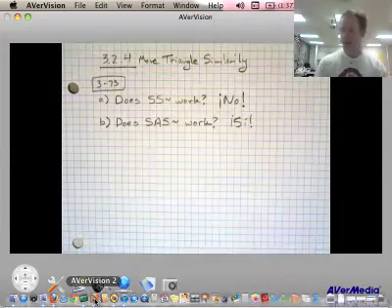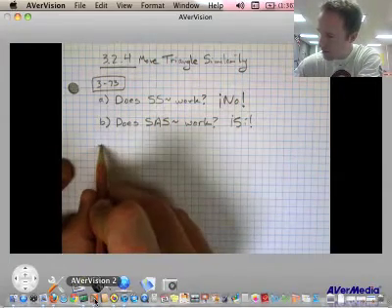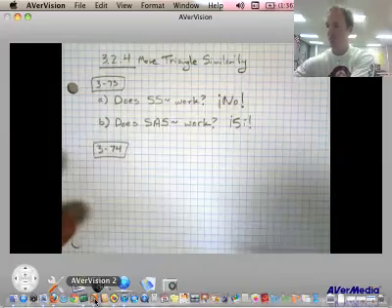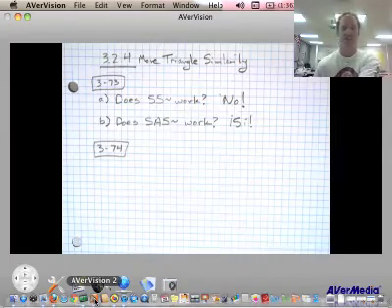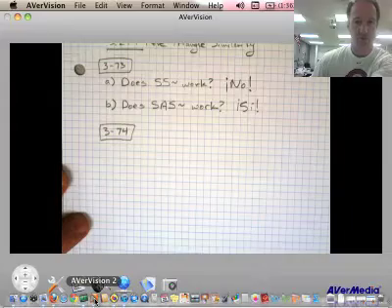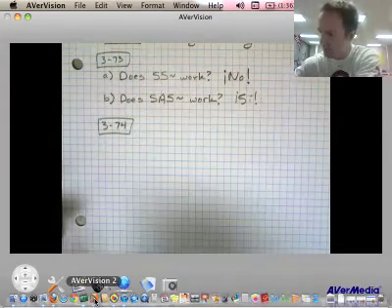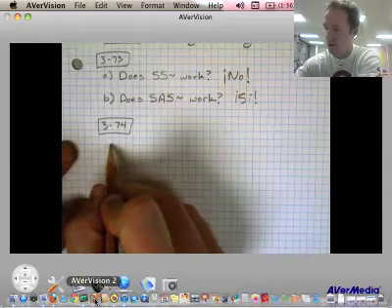Yes, it does. Well, what other things could we check? I mean, we've checked side-side-side, we've checked side-angle-side similarity. We figured out whether they work. What else could we look at here? Well, let's list the ones we know that work.